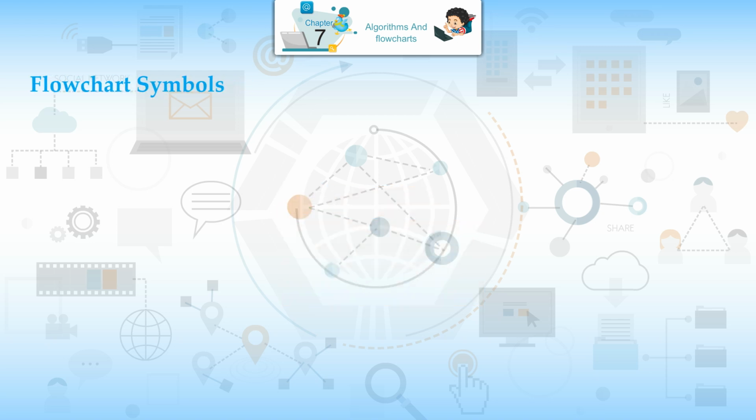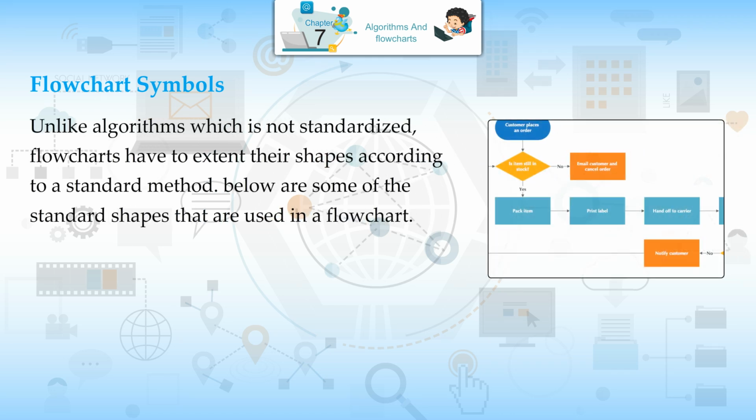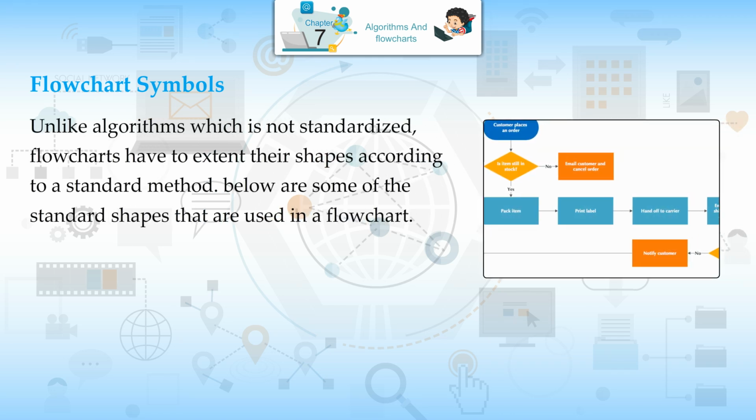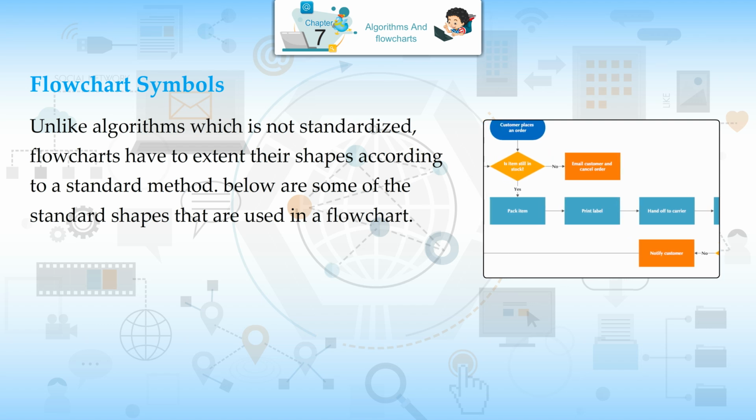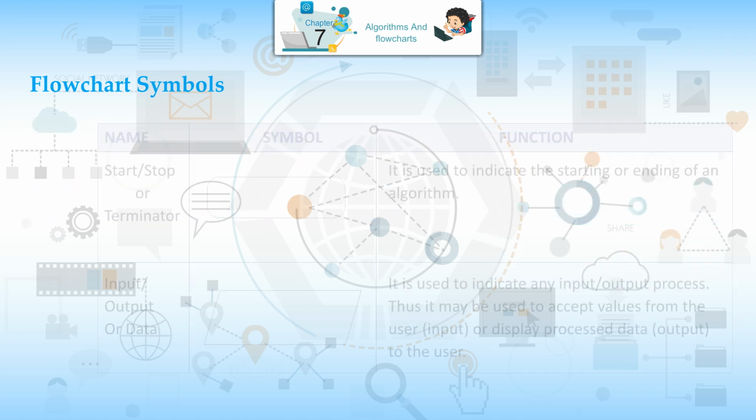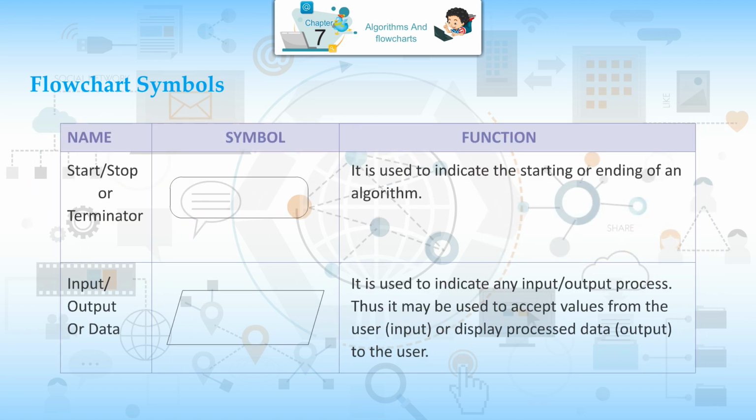Flowchart symbols. Unlike algorithms, which are not standardized, flowcharts have to draw their shapes according to a standard method. Below are some of the standard shapes that are used in a flowchart. Name, symbol, function. Start or stop or terminator. It is used to indicate the starting or ending of an algorithm.